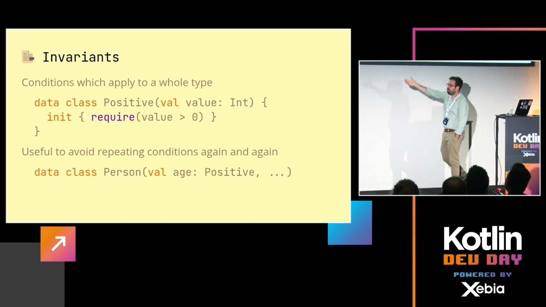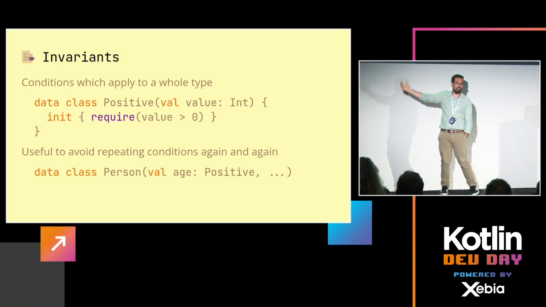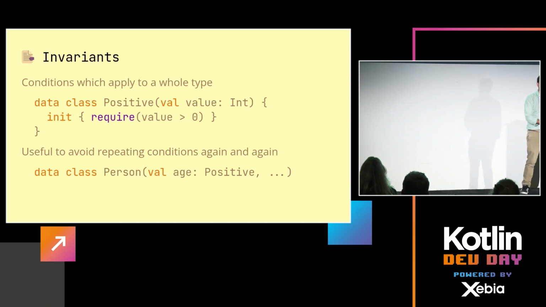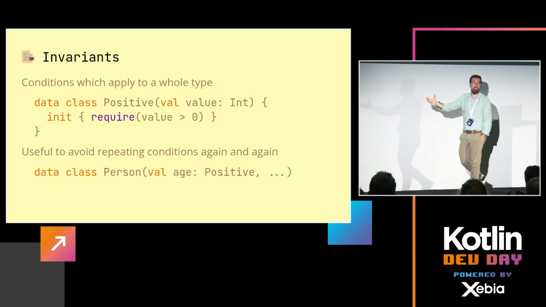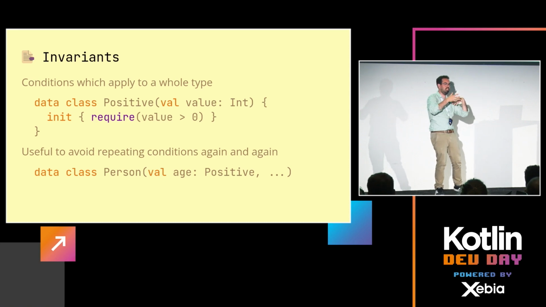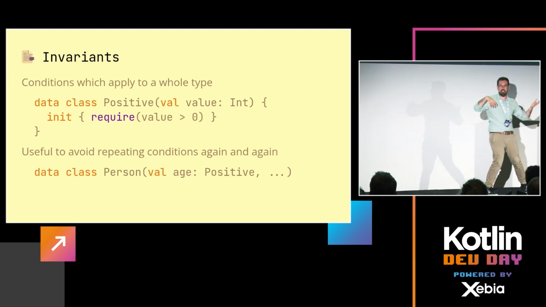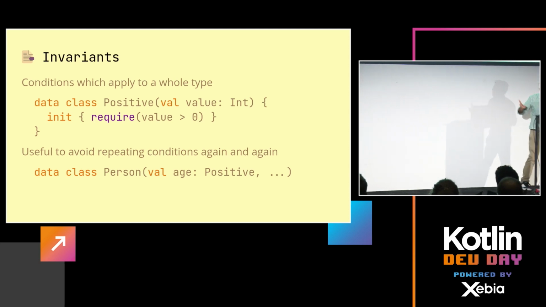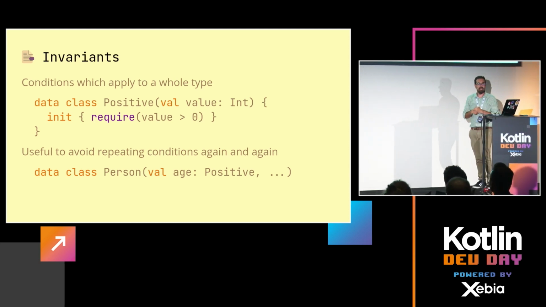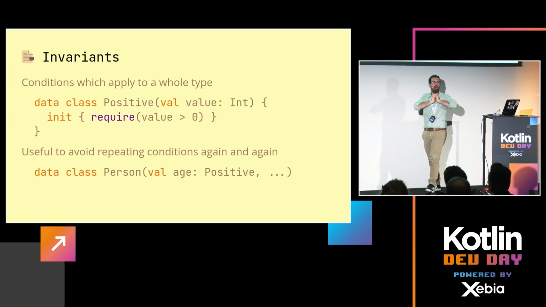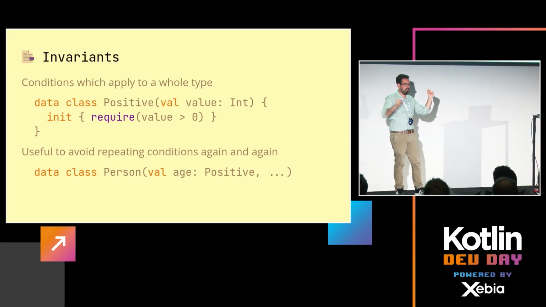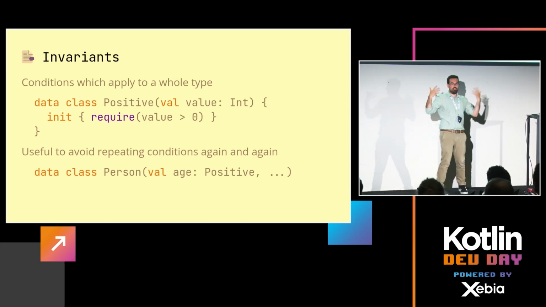Anyway, and the third thing I mentioned in my introduction is that we also have something called invariants. You can think of invariants as conditions, like this thing is greater than 0 or the size is such and such, but which apply to a whole type. So you can have, for example, a class of positive numbers, and then you can say, well, for this class, it must be the case that value must be greater than 0. Which is great because it avoids repeating this thing over and over again, right?